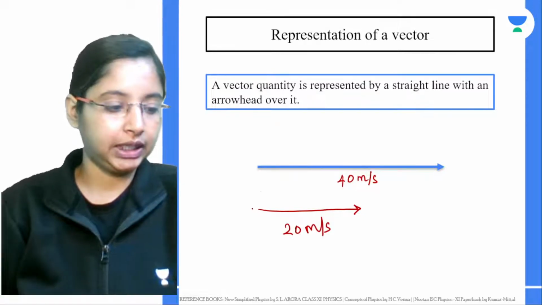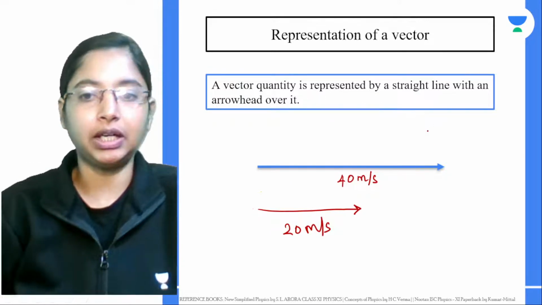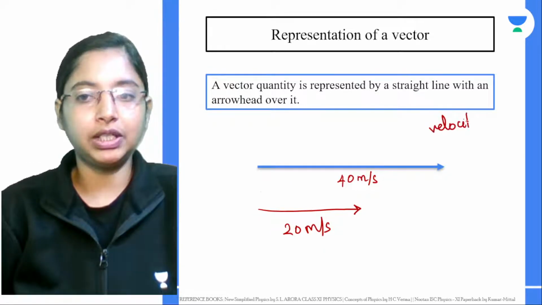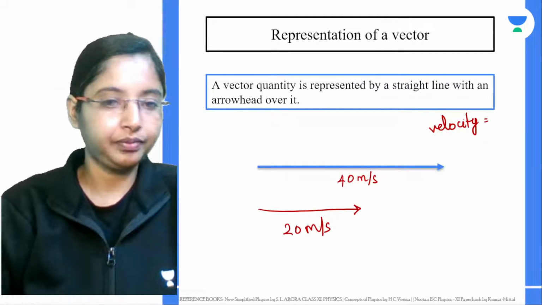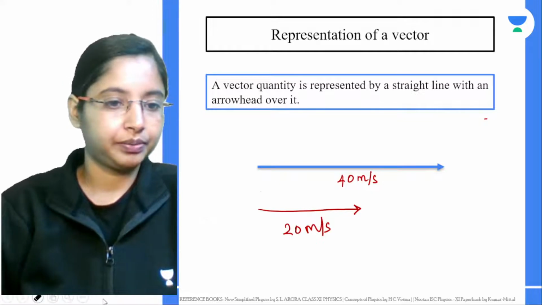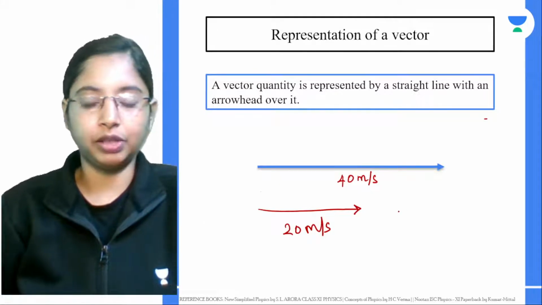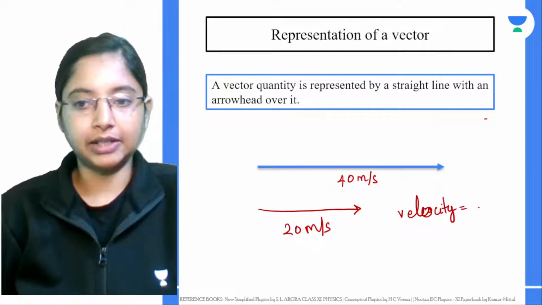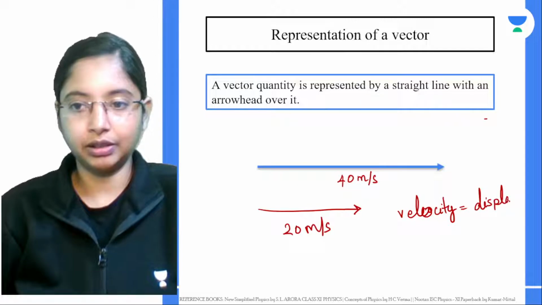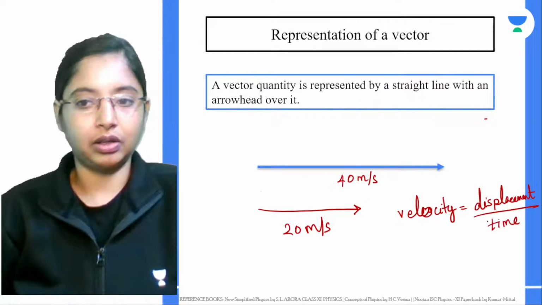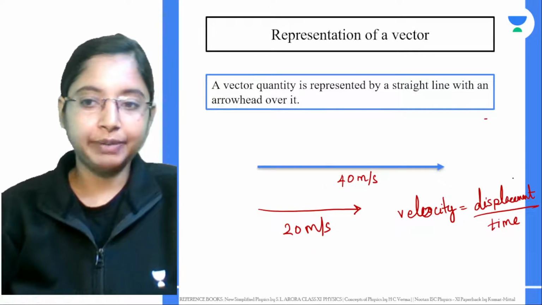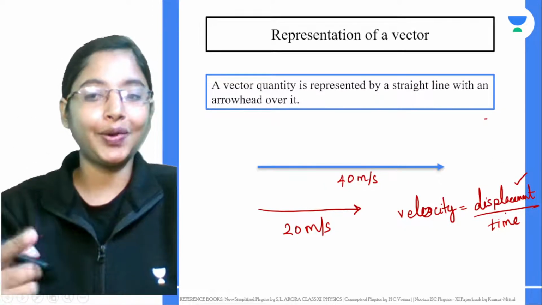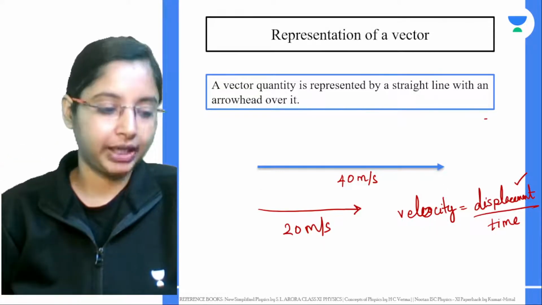Regarding velocity, Ridhima, velocity is actually a vector quantity. Velocity is a vector quantity because whenever you're talking about velocity, we are talking about displacement by time. Velocity is actually displacement by time. Okay. All right. So velocity, displacement over here is a vector quantity. So your velocity, which is displacement by time, is again a vector quantity.